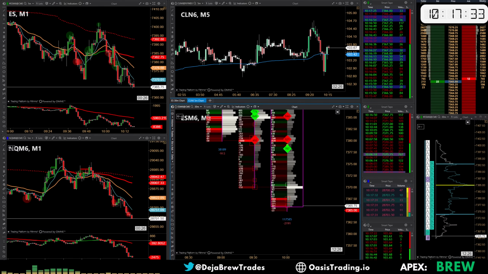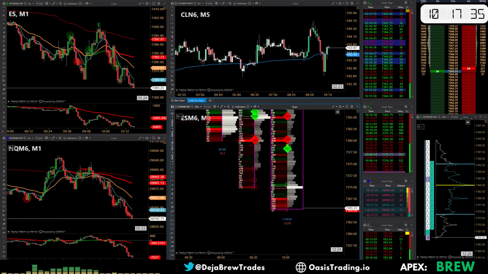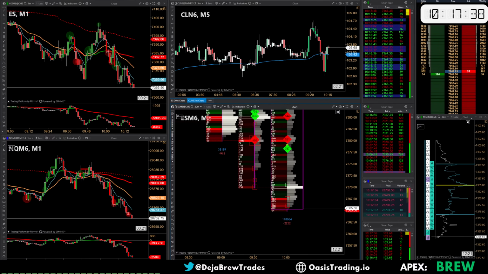Keep an eye on these EMAs, getting very trendy here, staying below that 80 EMA, not allowing it to rotate back.